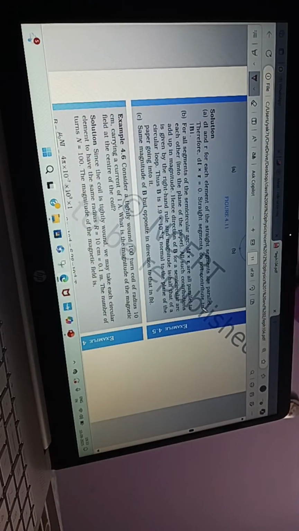dl and r for each segment of the straight segments are parallel. Therefore, dl cross r is 0. Straight segments do not contribute to the magnitude of B. For all segments of the semicircular arc, dl cross r are all parallel to each other. All such contributions add up in the magnetic field, and the direction of B for the semicircular arc is given by the right hand rule. The magnitude is the same as that of a circular loop, thus B is equal to 1.9 times 10 to the power minus 4 Tesla, normal to the plane of paper going into it. Going into it.